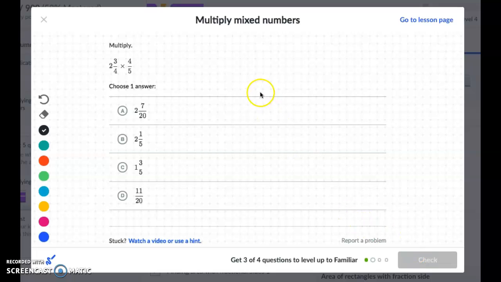So 2 3/4 times 4/5. Again, I'm going to take my 2 3/4 and change it into an improper fraction. So 4 times 2 is 8, and then add my 3, so that's 11/4 times 4/5. In this case, we're going to do the same thing that we've been doing, which is just multiply straight across. So 11 times 4 is 44, and then 4 times 5 is 20.